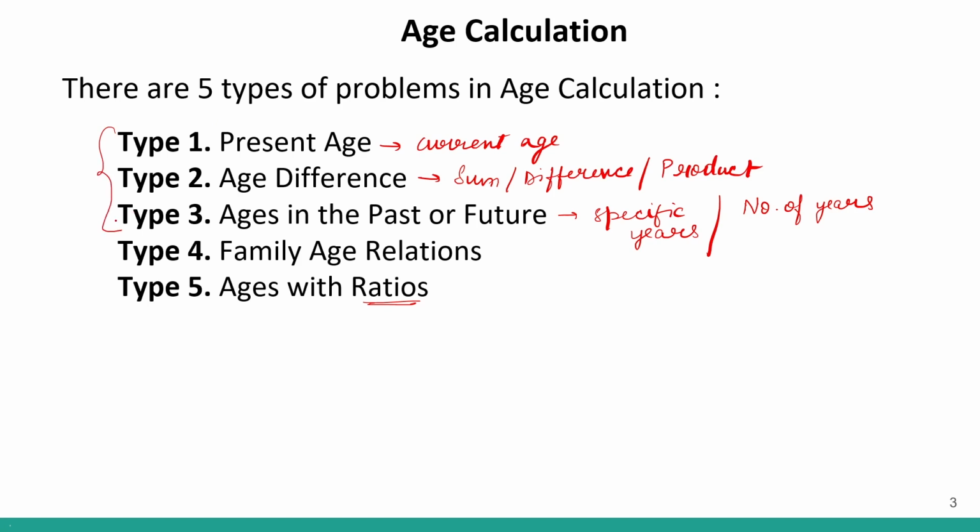So in the last lecture, we discussed these 3 types in detail. We discussed their exercise questions, and in today's lecture, we will discuss these 2 types in detail, that is type 4 and type 5. So let us start.